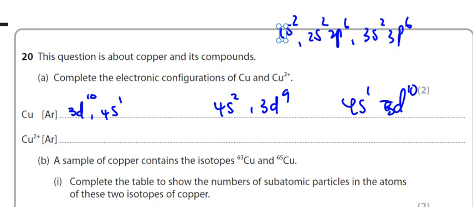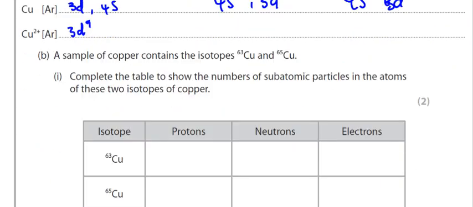The filling order is you fill the 4s first because the 4s level is below the 3d level, but after electrons are filled, the 4s level goes back to the higher level. Right? So the copper 2+ will be 3d9. You remove 1 electron from the 4s and 1 from the 3d. Outermost electrons are removed first.